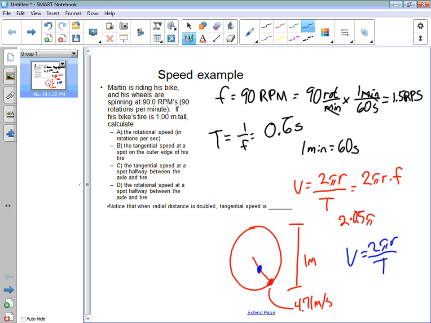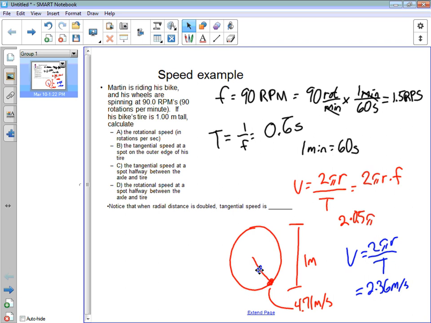We tap that into our calculator, and we get 2.36 meters per second.